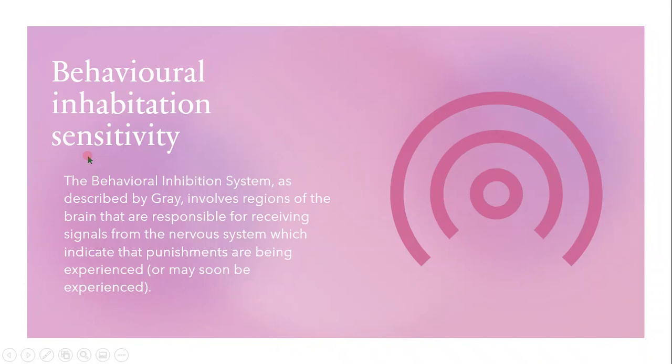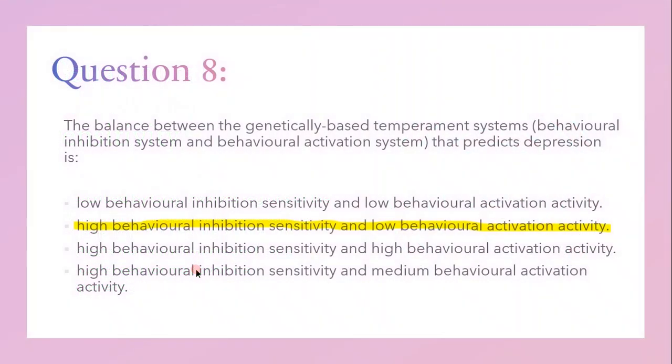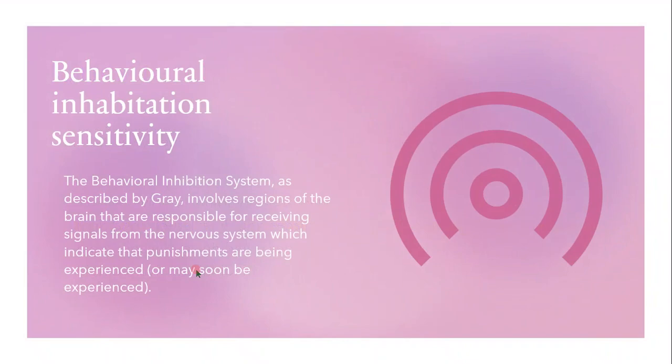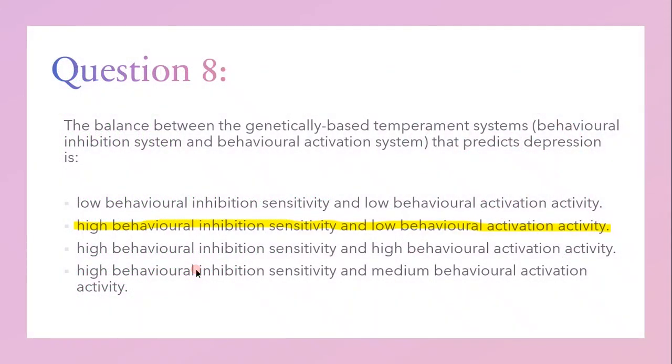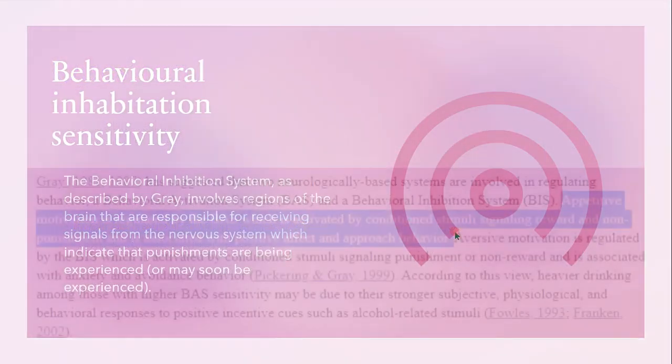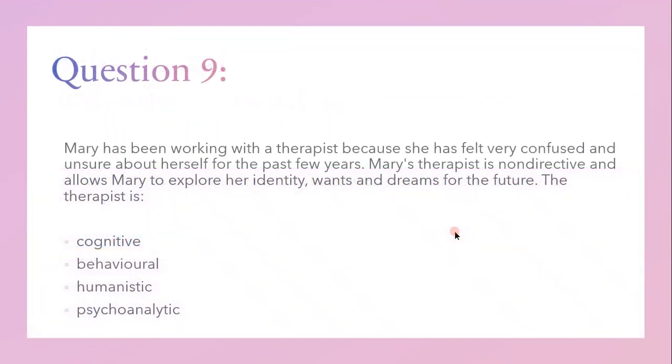So the behavioral inhibition, I don't know if I've spelled it right, actually. I'm going to go with inhibition, because that's what it says in the multiple choice. Responsible for receiving signals that would indicate that punishments are being experienced. So if your behavioral inhibition system is high, that means there's lots of punishment being experienced. Right? So someone with a high behavioral inhibition sensitivity feels like they're experiencing a lot more punishment than is necessary and a lot less reward. That makes sense. Okay, I got it. It's in my head. I hope it's in yours too.